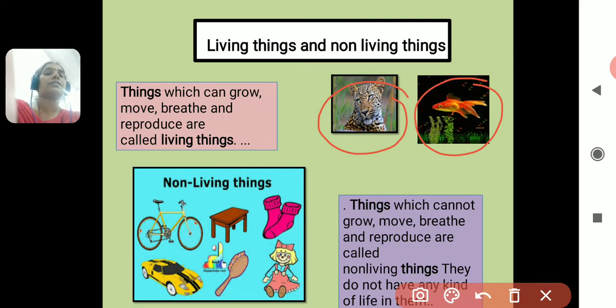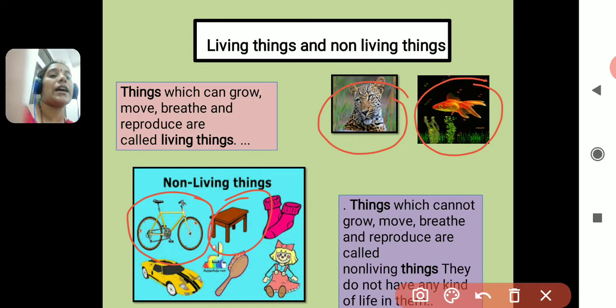And what about these pictures? In this picture, bicycle, table, socks, toy, car, brush, etc. are given. If we talk about the bicycle, can it grow? No. What about the table? Can it breathe? No. So, the things which cannot grow, move, breathe and reproduce are called non-living things. And they do not have any kind of life also, students. So, I hope you are able to know about living things and non-living things.